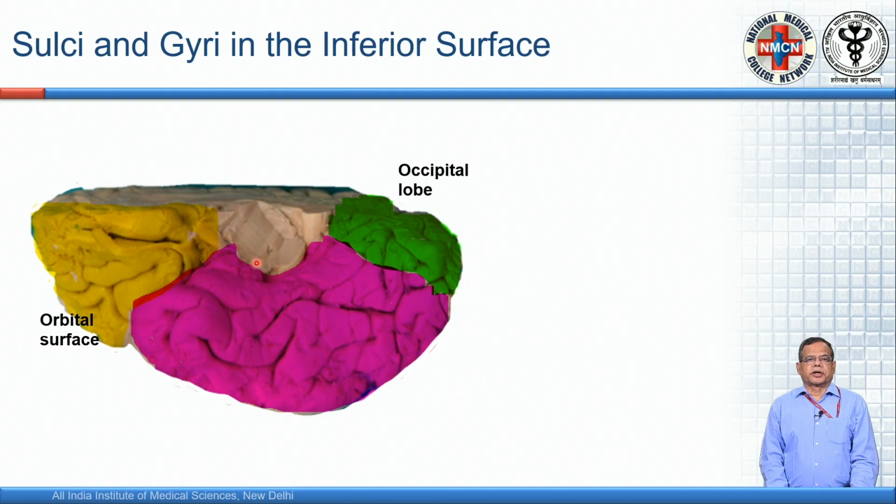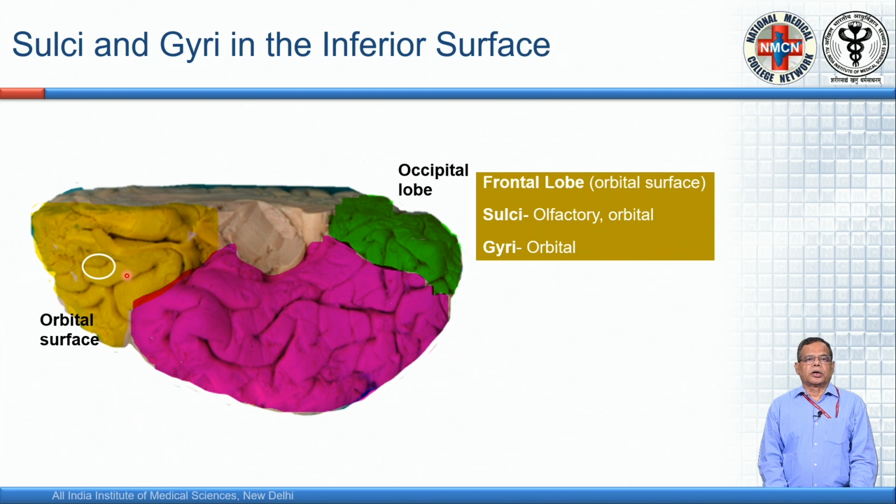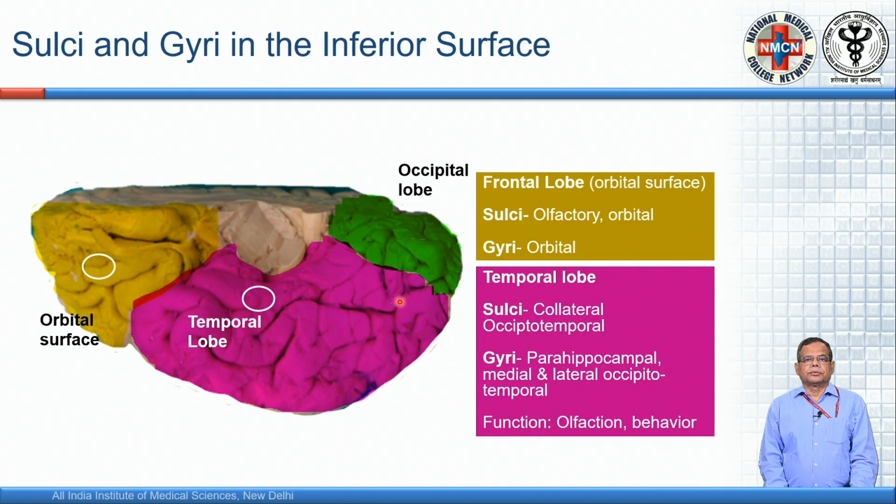The sulci and gyri in the inferior surface of the brain are in the orbital part. There is orbital gyrus and there is one straight gyrus called gyrus rectus. In the inferior surface of the temporal lobe, the sulci are the collateral sulcus and the occipitotemporal sulcus. The gyri are parahippocampal gyrus, and the medial and lateral occipitotemporal gyrus. The function is mainly olfaction and related to complex behavior.